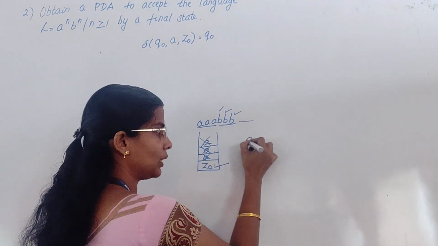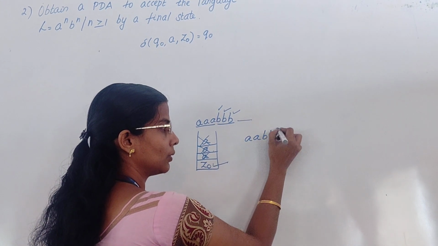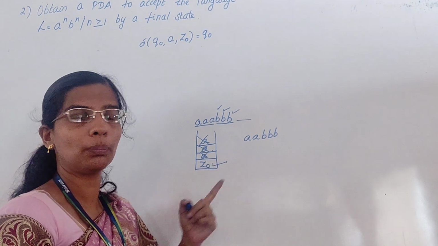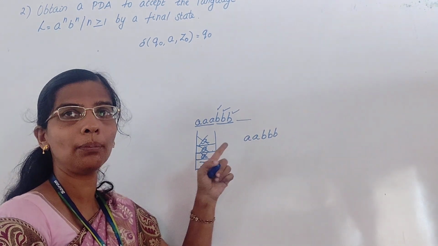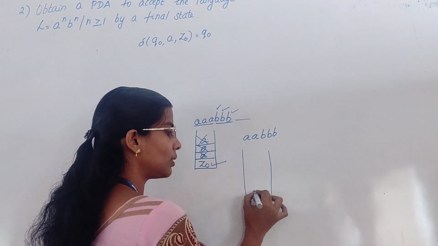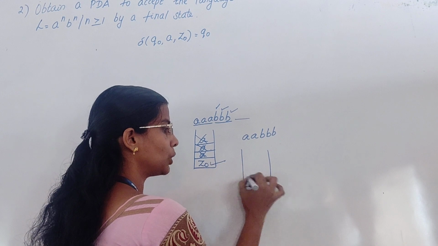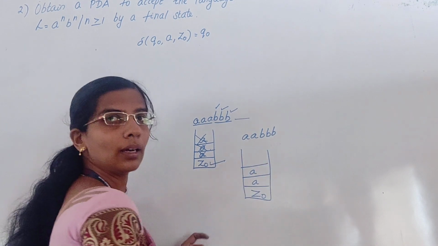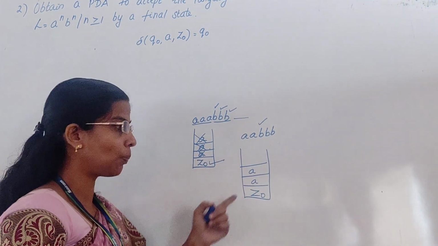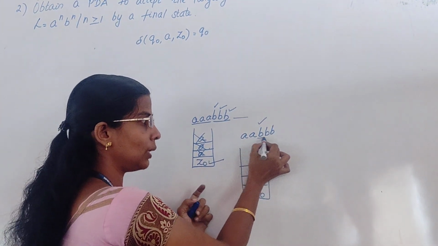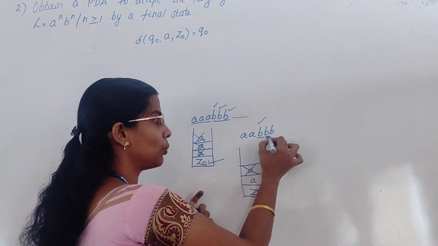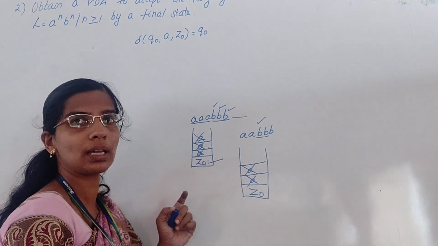Right, suppose the input is like this. By seeing this string, you can say it is an invalid one because it doesn't have an equal number of A and B. But how does the machine find it is an invalid string? All A's I push inside my stack, right? Then if I encounter a B, it starts popping A from the stack. For this input symbol, it pops an A from the stack. Next input symbol, it pops another A from the stack.